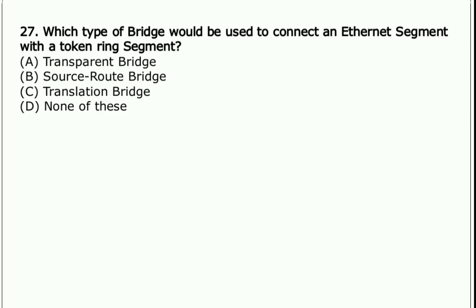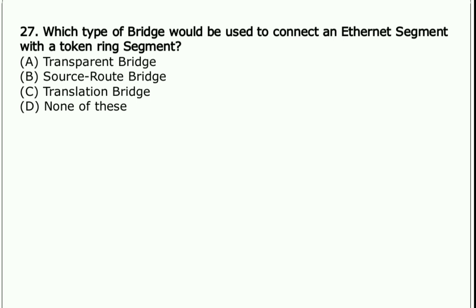Next one. Which type of bridge would be used to connect an Ethernet segment with a token ring segment? The answer is the translation bridge. Okay, the name itself denotes translation. So it will connect the Ethernet segment with a token ring segment, which are two different types of LAN protocols. Okay, so translation bridge means it is a type of bridge that interconnects two different types of LAN protocols, that is the Ethernet segment with a token ring segment.